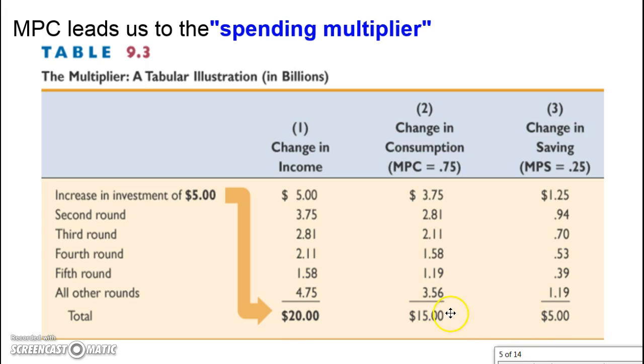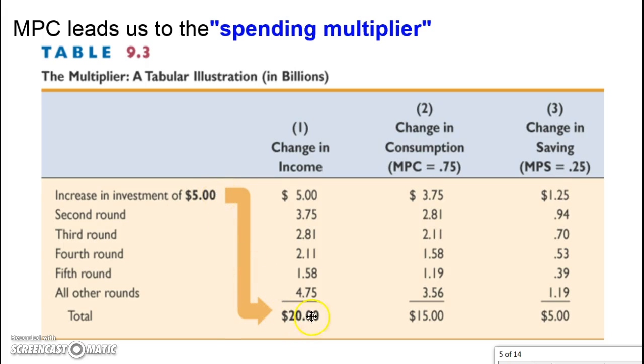It also causes an increase in consumption and an increase in saving. What we're concerned about is this. What happens to GDP? Spending of $5 causes a $20 change in GDP. That's four times the initial increase. That four is what we call the multiplier. The multiplier effect is the fact that because people spend what they receive in income and that money gets spent over and over again, any initial change is going to have a larger impact on GDP. And we can calculate it by taking the initial investment times the multiplier.